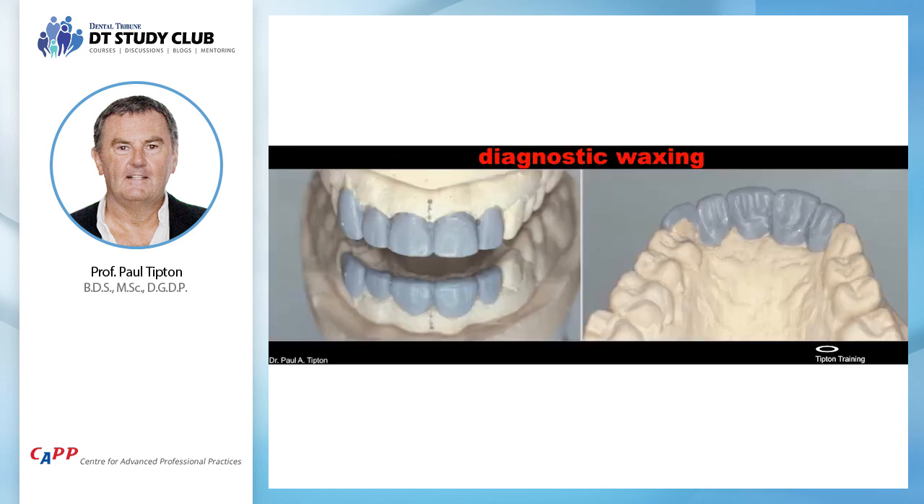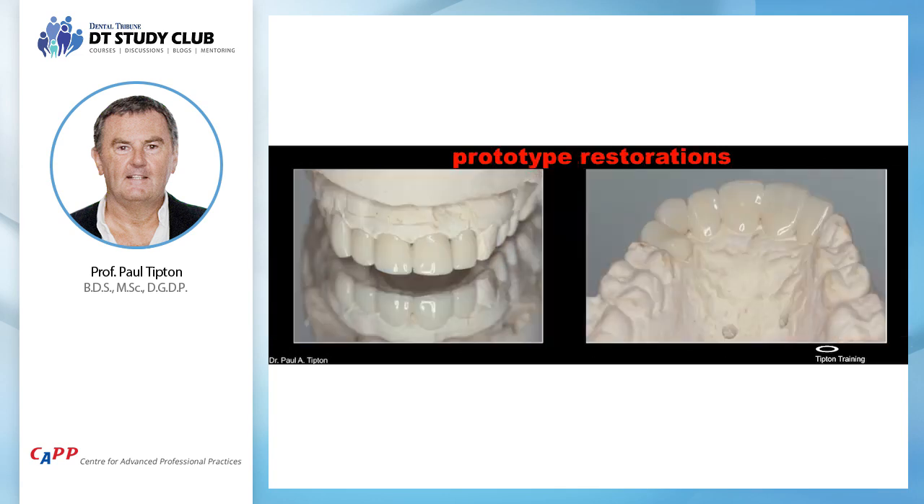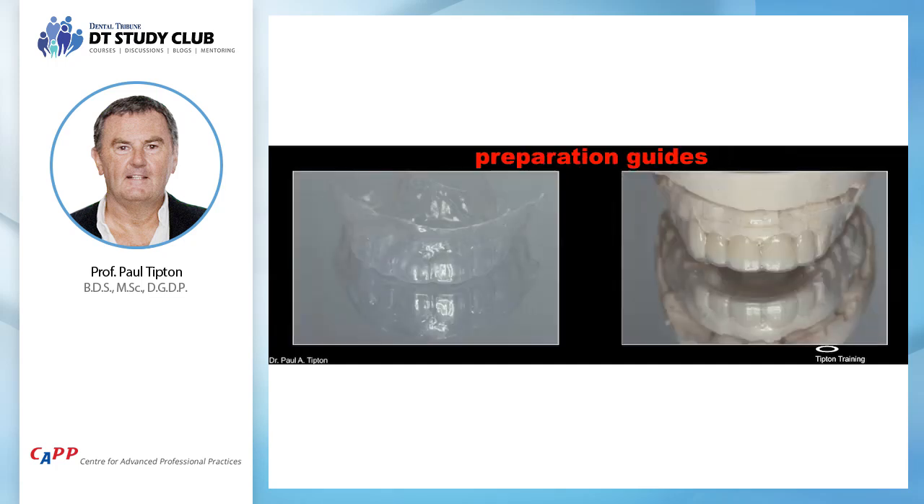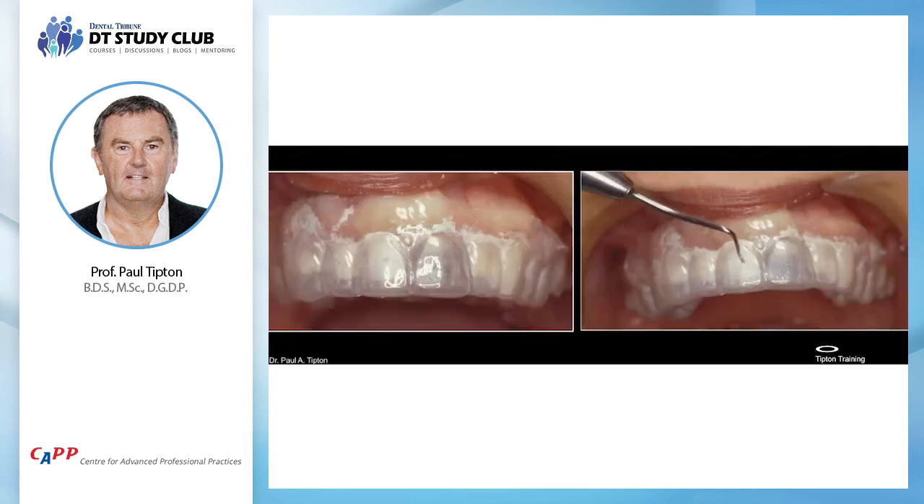First thing, diagnostic wax up. So we take our mounted study casts, the same way that we approach every single case. Mounted study casts, diagnostic wax up, create the correct center line. From that, we now design our prototype restorations. We design our tooth preparation guide that goes over the top. And we now use our tooth preparation guide to guide us to the correct tooth preparation.